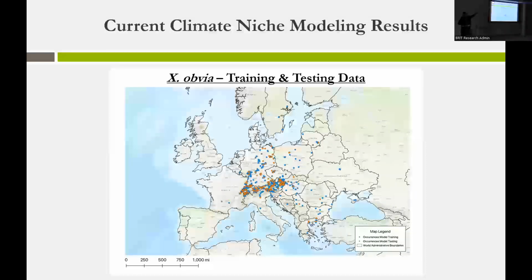Xerolenta obvia, not a plant. That is a terrestrial mollusk that I modeled for my master's thesis project. And you can see here the occurrences for model training and model testing in blue and orange. It is a species that is native to Europe.